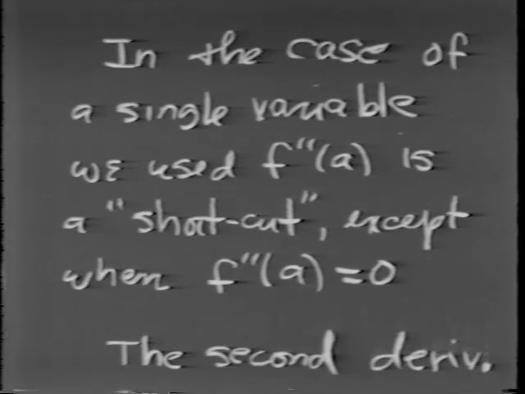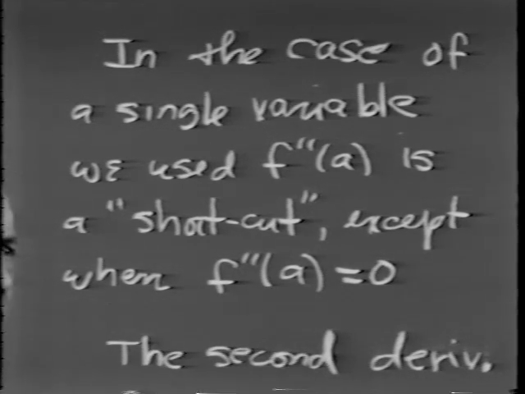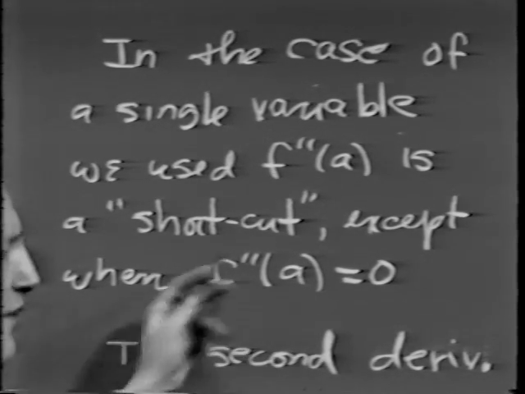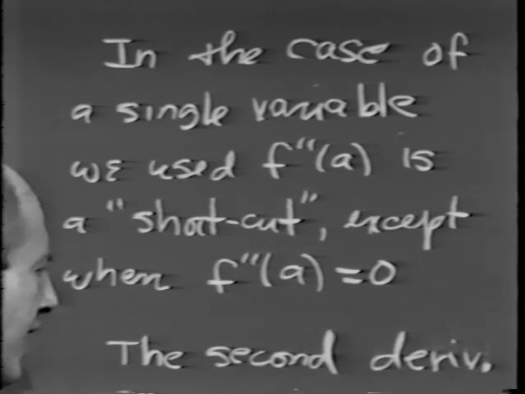What did it mean that the test failed? When f double prime of A was 0, the only way we could test to see whether A was a max or a min or neither, meaning a saddle point, was to actually look at f of A plus H minus f of A and see what happened in that particular case.